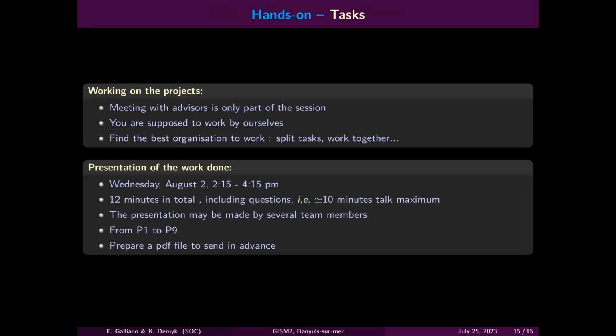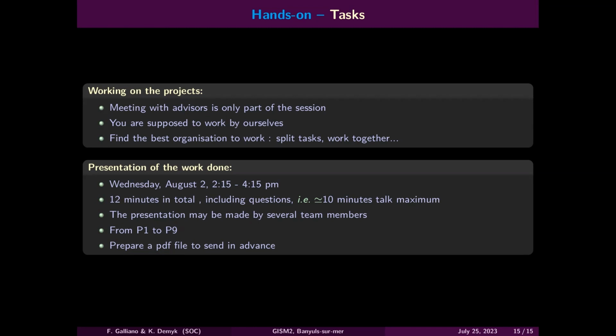So yeah, you will meet the advisor. The first session will probably be to present yourself and present what you're going to do or what you would like to do. But meeting with them during the session is not the only work we are expecting from you. You should also work by yourselves, alone, or even better, in small groups. And you should find the best organization for that.